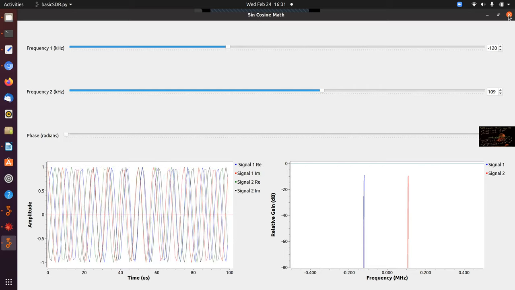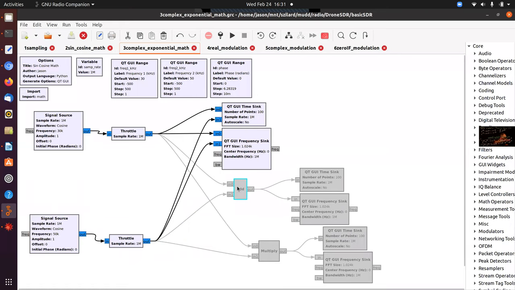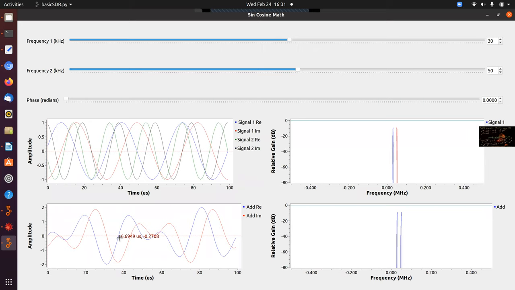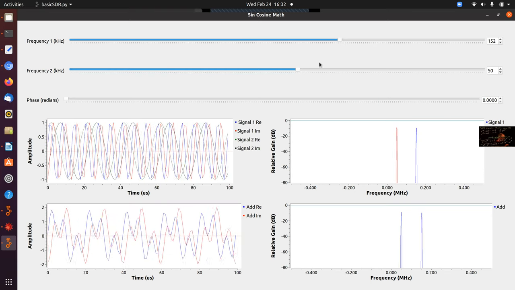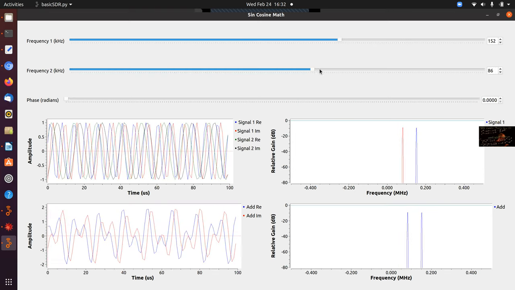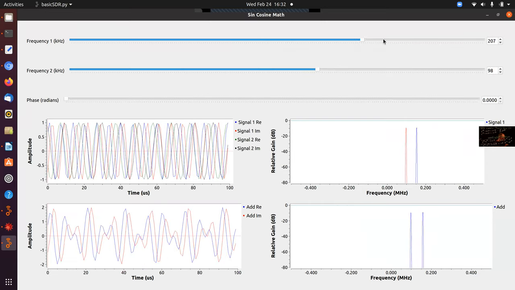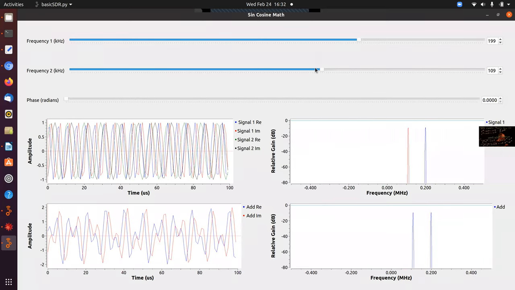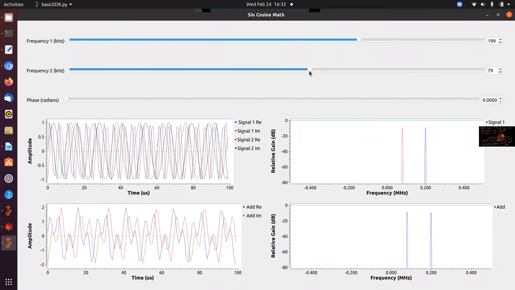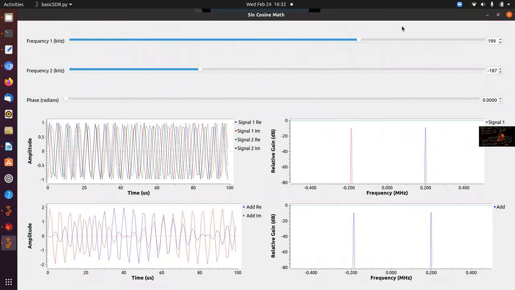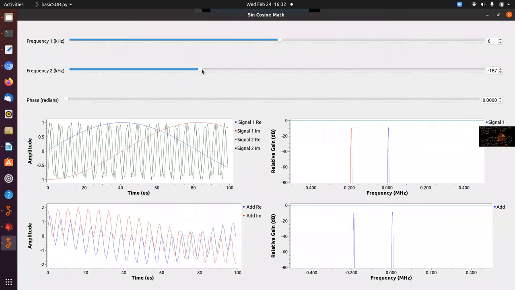Let me do the same thing I did last time and start adding these two together. So nothing changes here. Everything's still just a superposition. So when you add two waves together, the real parts add and the imaginary parts add, and you get a complicated complex number. But the spectrum is just the same. The spectrum is just add. So no matter what I have on top, when I add them together, I get the same thing on the bottom. And that's true whether I have positive frequencies or negative frequencies or slow frequencies or fast frequencies.